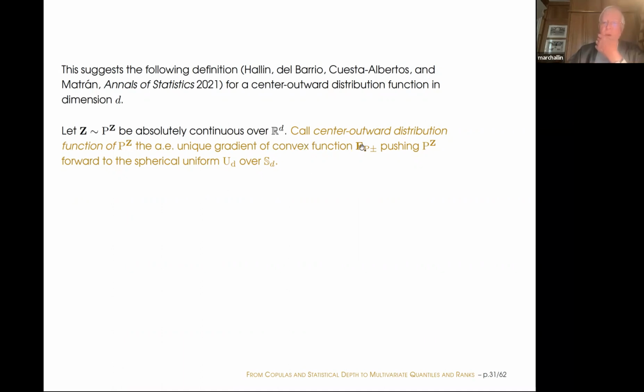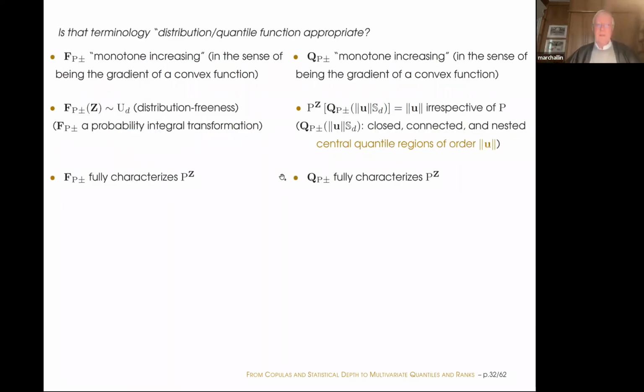So here is the definition. Now we call center outward distribution function of P the almost everywhere unique gradient of convex function pushing P forward to the spherical uniform over the unit ball in R^D. Question, is that a good definition? Is it appropriate? Does it satisfy the properties we're expecting from a distribution and quantile function? Well, the answer is yes, because by construction, F plus minus is quote unquote monotone increasing in the sense of being the gradient of a convex function. Being the gradient of a convex function is a form of multivariate monotonicity.